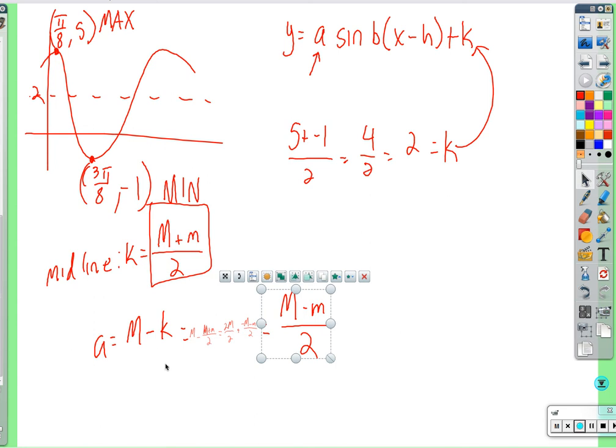M minus k, or you just take M minus M plus m over 2, the difference between the two. Makes sense. If I take the difference between these two values and divide it by 2, well, the difference between the two will be the full height from bottom to top, and if I divide it in 2, that'll be the amplitude. So A, in this case, we can make 3.